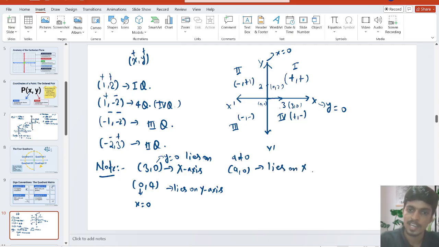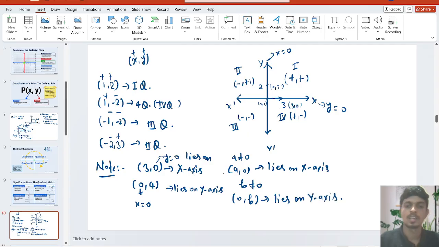A point (a, 0) lies simply on the x-axis. If b is non-zero, a point like (0, b) lies on the y-axis. I hope it is clear to you. If a is negative, the point lies on the negative x-axis, in the negative x direction. And if b is negative, it lies in the negative y direction.